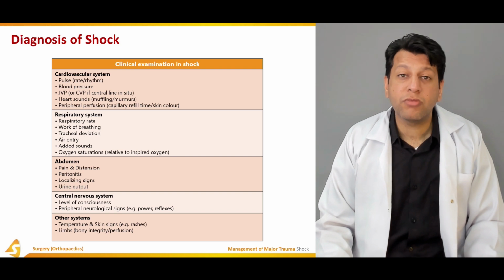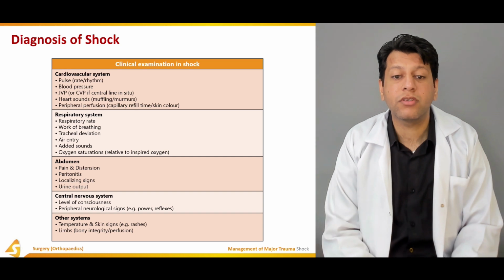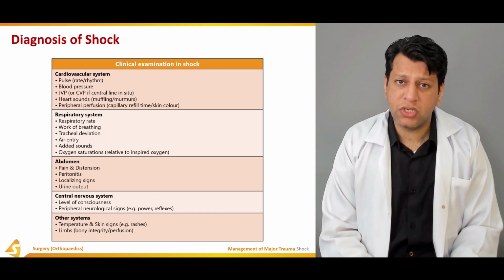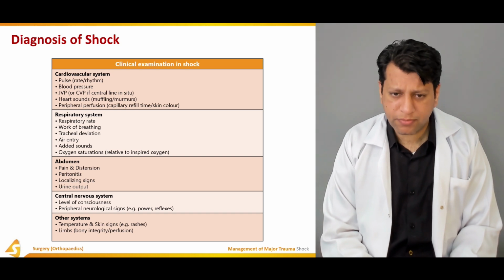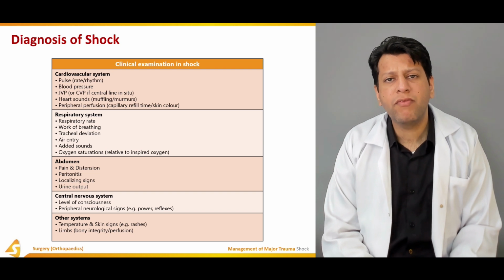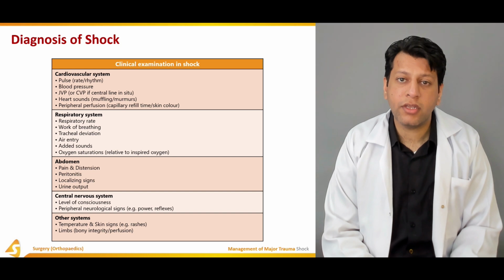Now, how to diagnose shock? Clinical examination is important, which could be, if it's involving the cardiovascular system, the first and foremost is the pulse. Usually there is tachycardia, blood pressure is low, that is hypotension. JVP is usually raised, heart sounds may be muffled in case of pericardial tamponade, and peripheral perfusion is decreased.